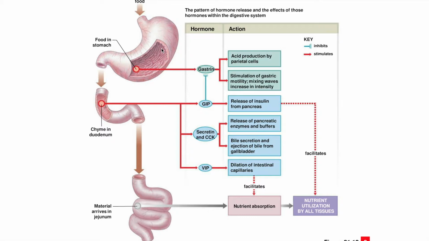So this is showing how all those work. So gastrin is going to increase activity in the stomach. GIP is going to inhibit gastrin. And we can see GIP, secretin, and CCK, and VIP, all these things are getting the small intestine ready to do its job of absorbing food.